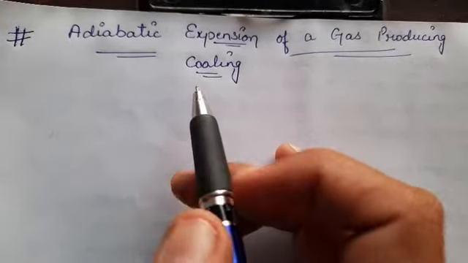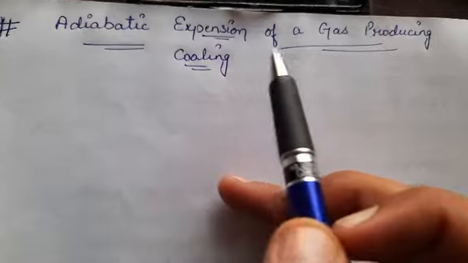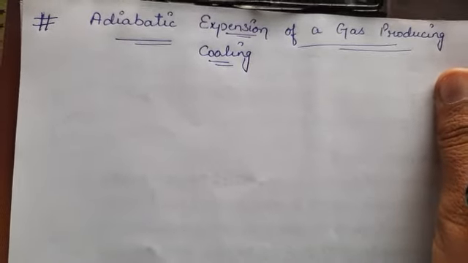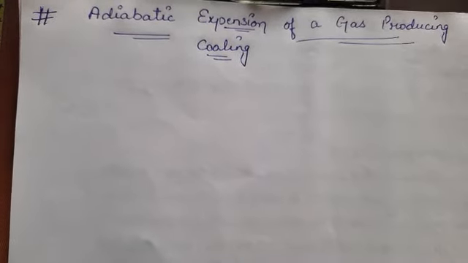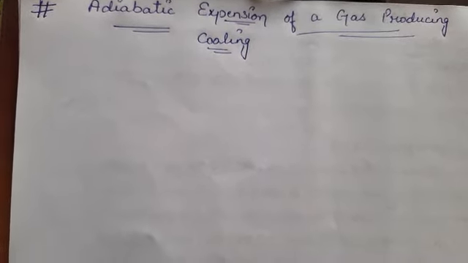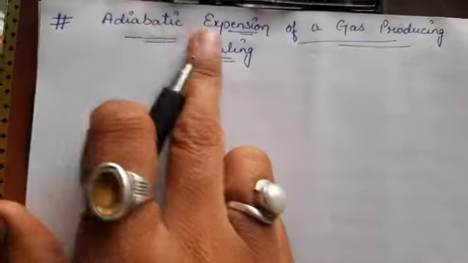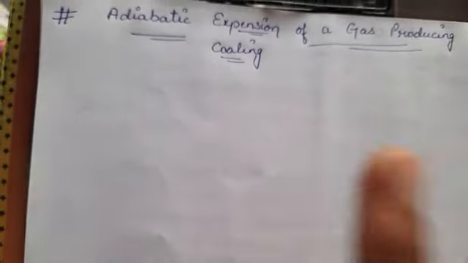Very good afternoon, everyone. Today we're going to derive the relation for adiabatic expansion of a gas producing cooling. For that, as we know, an adiabatic process is an isentropic process. So let's analyze the variation in temperature during adiabatic expansion. Adiabatic expansion means increase in volume.